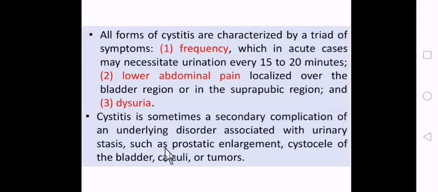The presentation of UTI أو cystitis usually is number 1, frequency, يعني increased necessity for urination. Number 2, lower abdominal pain. And number 3, dysuria, يعني burning micturition. And even the patient can be asymptomatic.